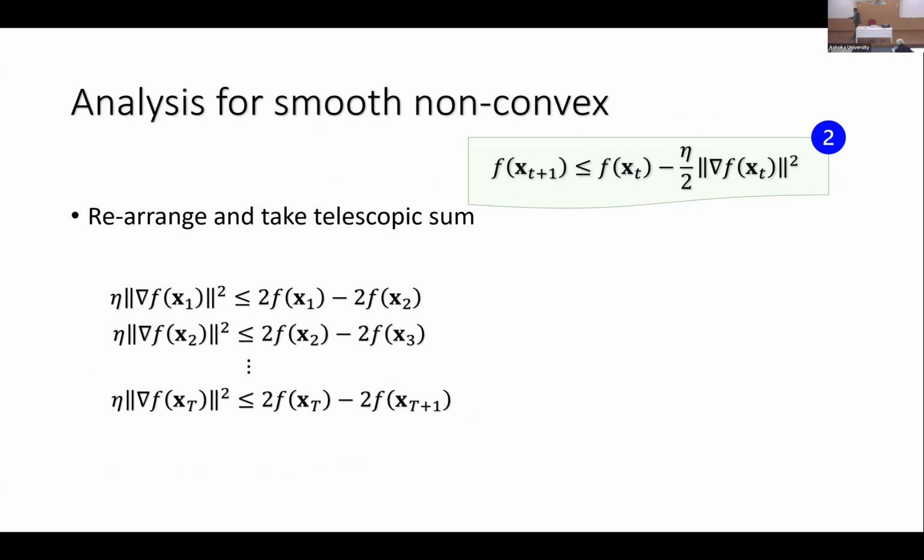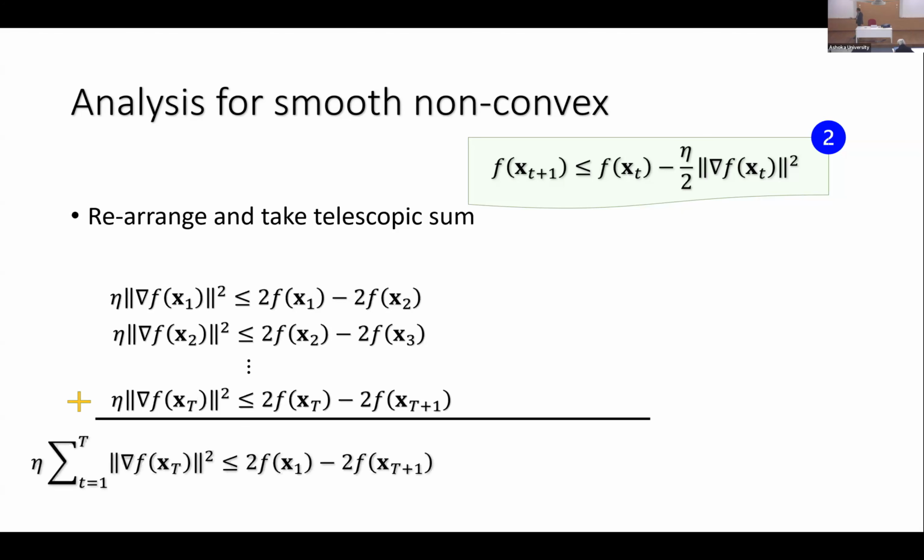Then if I rearrange and take a telescopic sum, which is another trick used in this context, I have just rearranged it: eta times the gradient norm square is less than or equal to 2 f(x1) minus 2 f(x2), and then written down this equation from 1 to t. And what I'll do is add them up. So when I add, what will happen? These terms will cancel. Many of these terms will cancel and I'll be left with this.